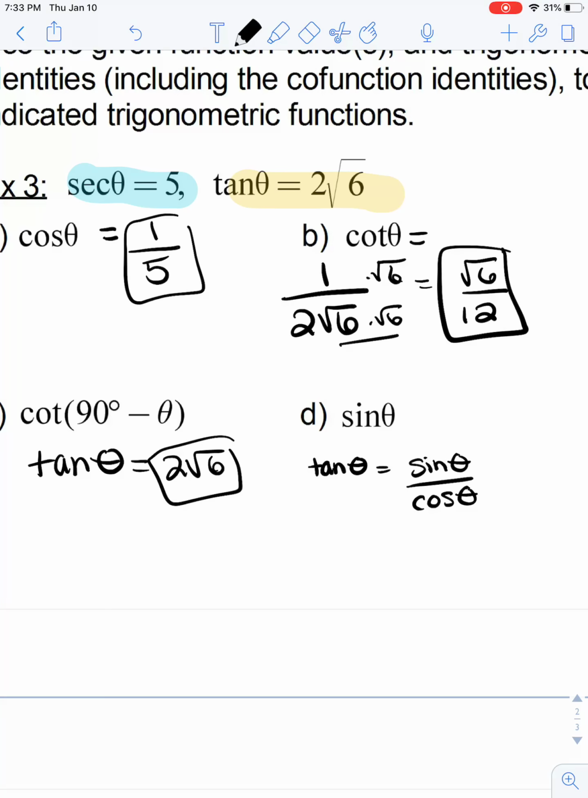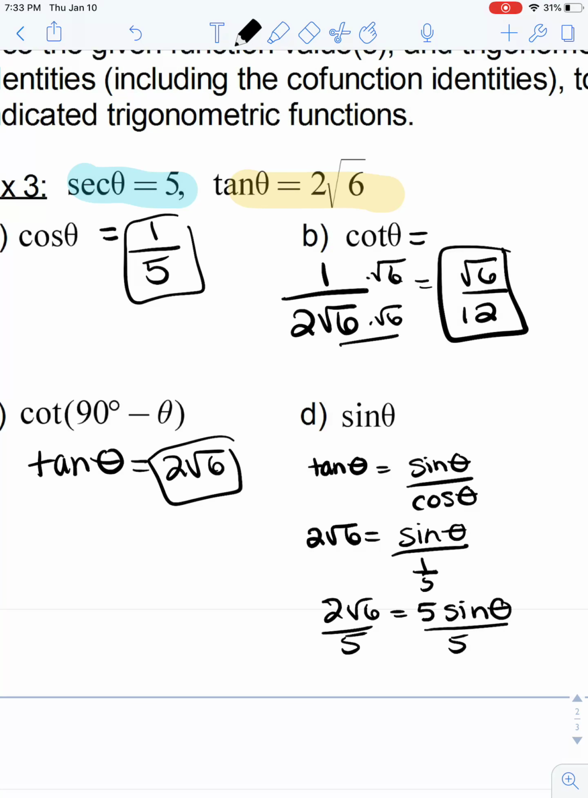I know that the tangent is 2 square root 6. The sine of theta is unknown. The cosine is 1/5. So on the right-hand side, instead of dividing by 1/5, it's 5 times the sine of theta. So I can divide both sides by 5. So sine theta would equal 2 square root 6 over 5.